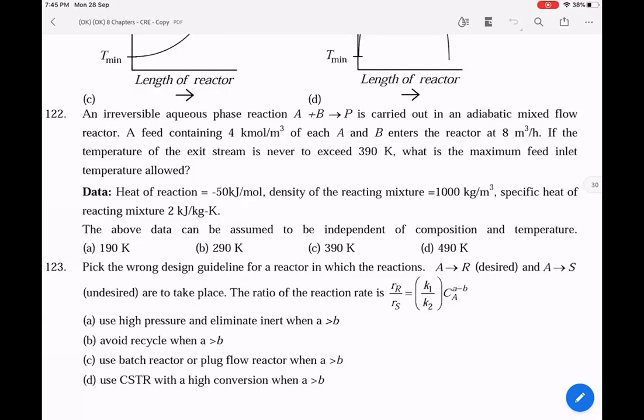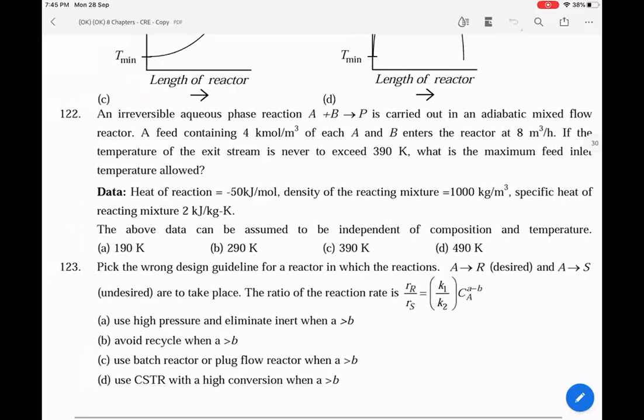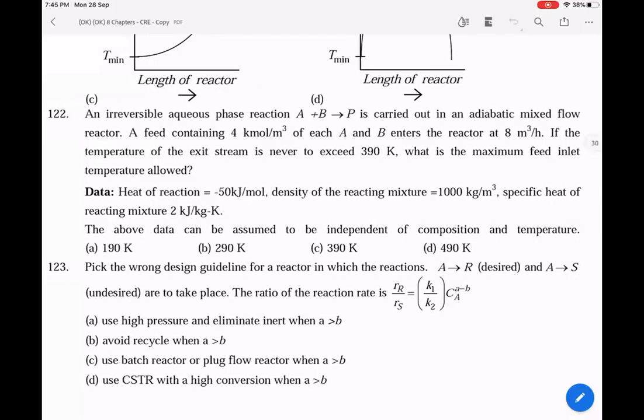An irreversible liquid phase reaction A plus B gives P is carried out in an adiabatic mixed flow reactor. A feed containing 4 kilomole per meter cube of each A and B enters the reactor at 8 meter cube per hour. If the temperature of the exit stream is 390 Kelvin, then what is the maximum feed temperature? Let's say at 100% conversion. I have changed this question slightly here. If the exit temperature is 390 Kelvin for 100% conversion, then what is the feed temperature? Data and everything remains the same.